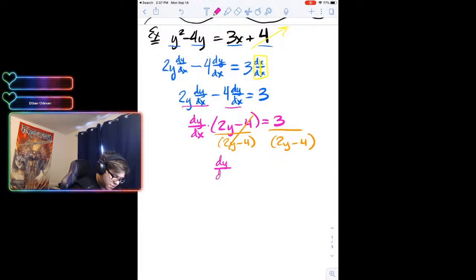Algebraically speaking, this allows us to get dy/dx by itself. Minus 4. And there it is, you guys. That is the final answer for our derivative.